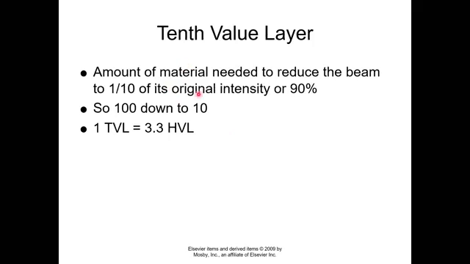You also have something called the 10th value layer, or TVL, and that's the amount of material needed to reduce the beam to 1/10 its original value, or 90%. An example would be if you had 100 keV and you put X amount of material in and it dropped down to 10 keV, then that would be considered a 10th value layer.